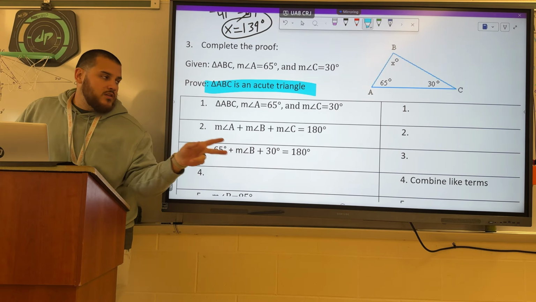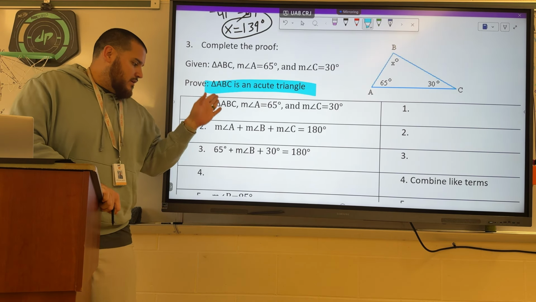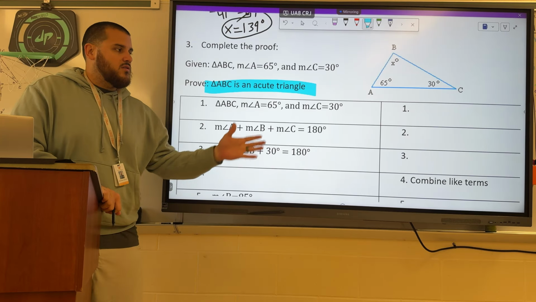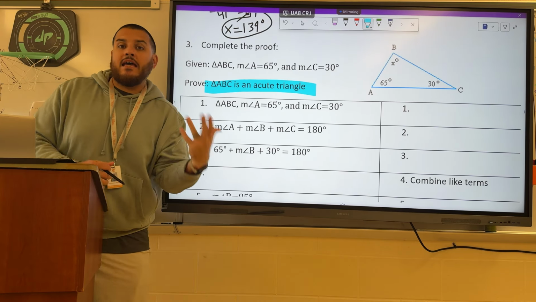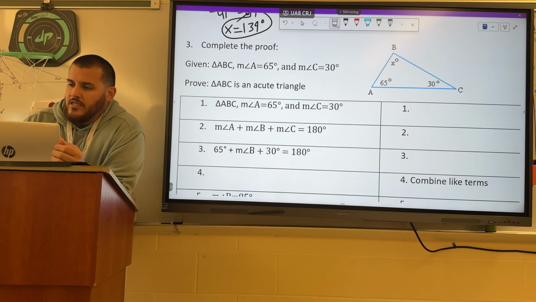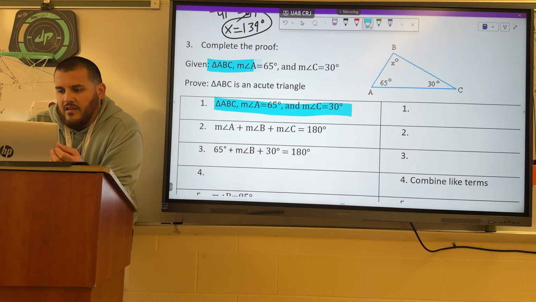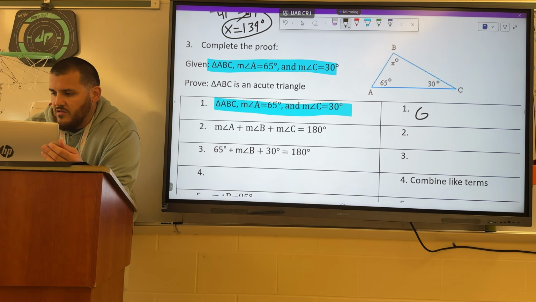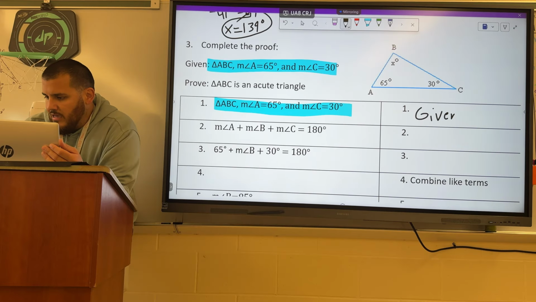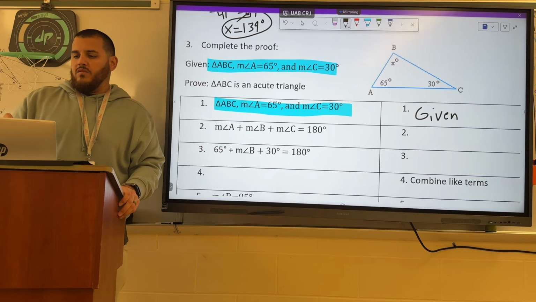Remember, the structure of a two-column proof like this is us playing lawyers, and our statements on the left are things that are true. The statements on the right are evidence that proves that that statement is true. So our first statement is that there's a triangle ABC, angle A is 65 degrees, angle C is 30 degrees. That's the given information. So the reason it's true is because it was given. 99% of proofs start this way, with the given piece of information.